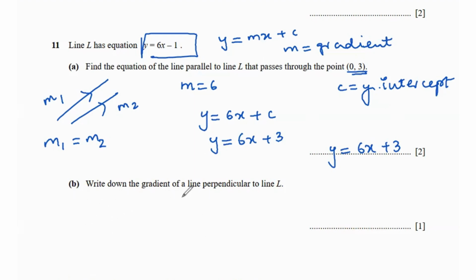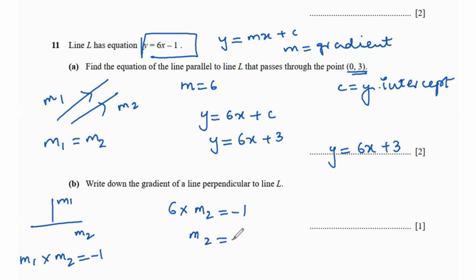Then it says write down the gradient of the line perpendicular to line L. So when you talk about perpendicular lines, M1 and M2 over here, the product of the two gradients will always equal -1, which means 6 times M2 equals -1, and M2 would be -1/6. So this is your gradient of the line perpendicular to line L.